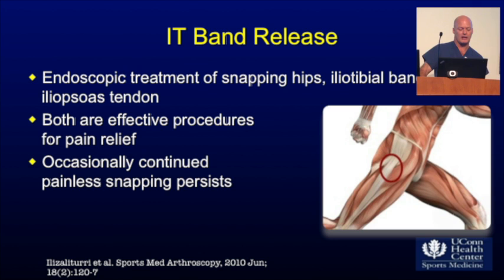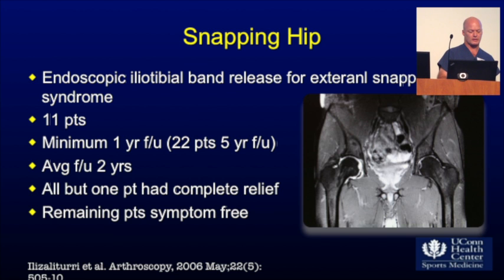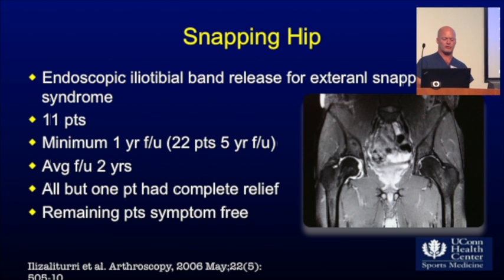IT band release, endoscopic treatment of the snapping hip, iliotibial band and iliopsoas tendon. Both are effective procedures for pain relief in the literature, and this is Zoltan out of Sports Medicine Arthroscopy back in 2010. Occasionally, continued painless snapping persists despite an adequate release. And then the snapping hip, again out of Lesior's clinic, endoscopic release for external snapping hip. Looked at just 11 patients, a small cohort, average 2-year follow-up. All but one patient had complete relief. The remaining patients were symptom-free.